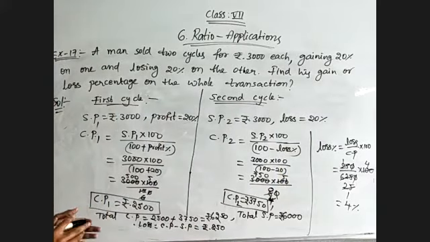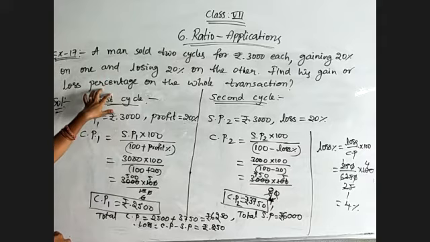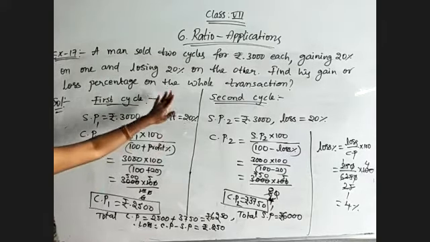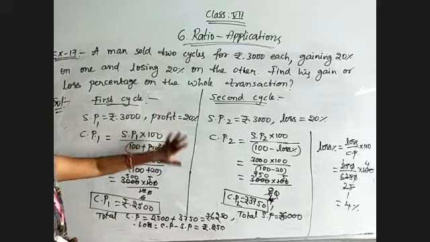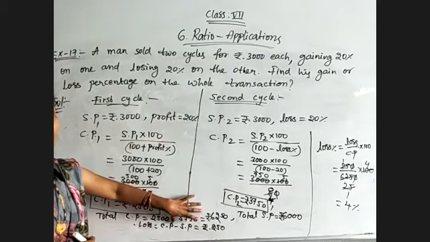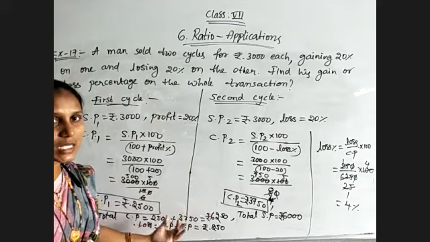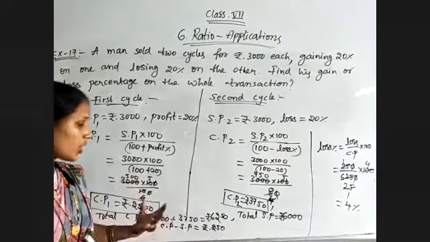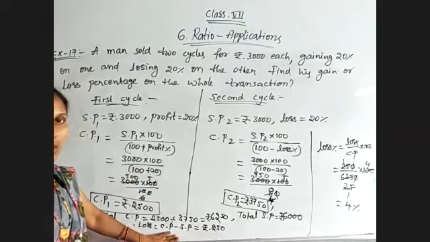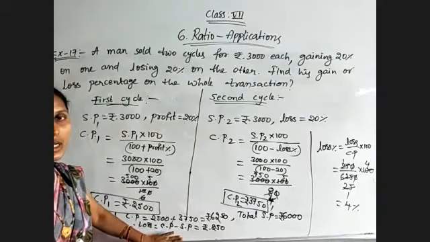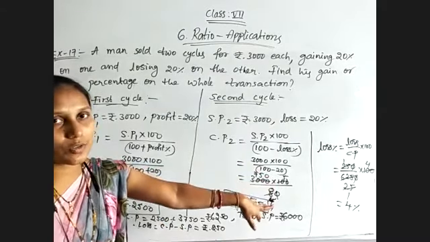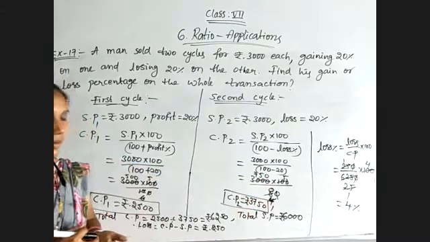So here they are asking how much percentage of profit or loss he is getting on the whole transaction. For that sake, first we need to find out on the whole transaction what the CP and SP are. After getting that, depending on their values, we got a loss only, CP is more. So he is getting a loss of 250 rupees. Loss percentage is equal to 4%.